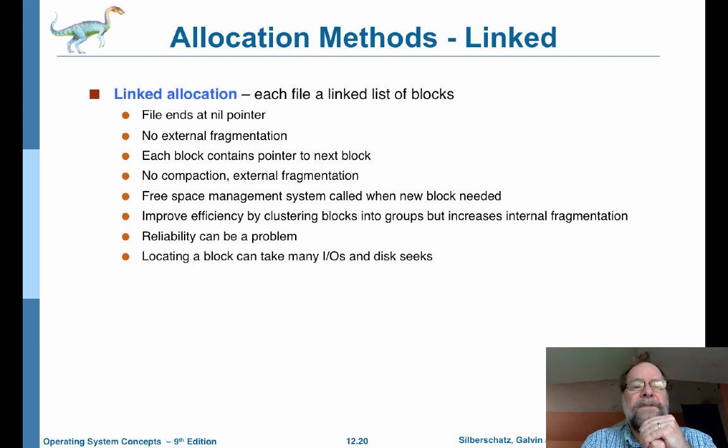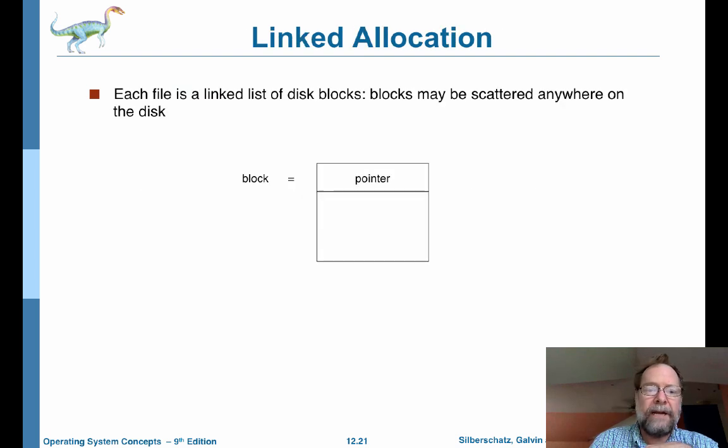Okay, so an alternative to the contiguous allocation is a linked allocation scheme. In this case, the blocks that comprise a file are stored as a linked list, and each block that comprises a file contains a pointer, an address, to the next block in that file. So you might get a diagram that looks something like this.